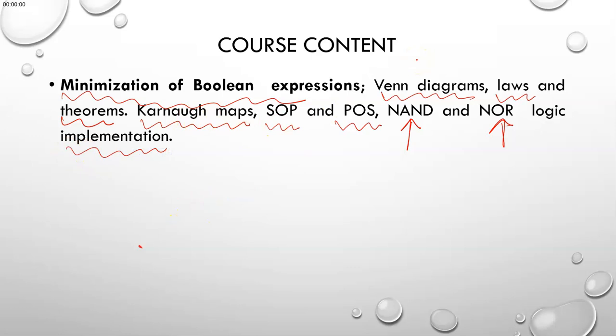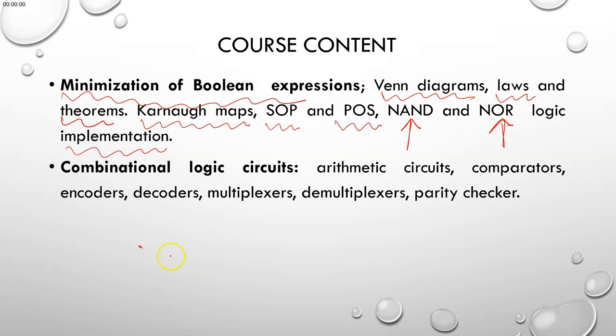And we also talk about universal gates, that is NOR and NAND, and how they may be used to implement any logic operation. After we have done that, we're going to talk about combinational logic circuits, in which case we're going to be able to build some devices such as comparators, encoders, decoders, multiplexers, and parity checkers.